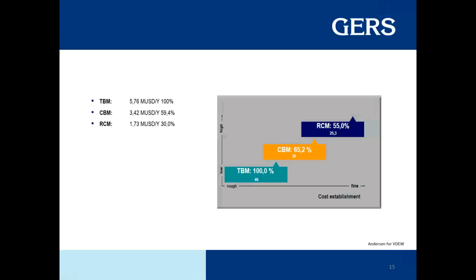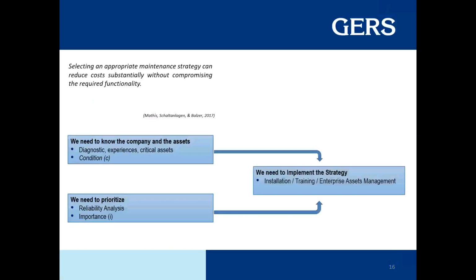And that is one of the main challenges that we find when we try to implement a real state-of-the-art asset management system. How could we implement it? It could be implemented based on a real reference which shows us that selecting an appropriate maintenance strategy can reduce the cost without compromising the required functionality. What this reference means is that if you have a combination of the condition and the importance of the asset, you will have a measurement, a real operation of the scheduling for the maintenance.